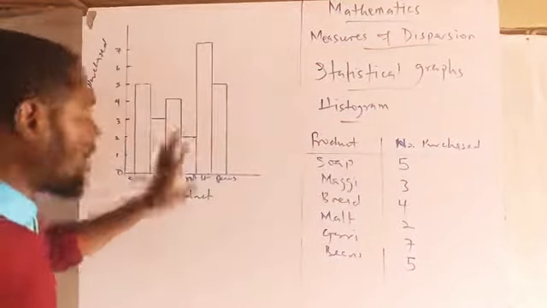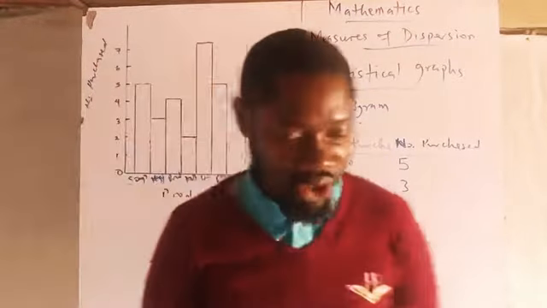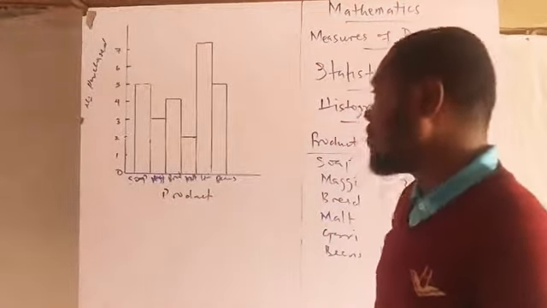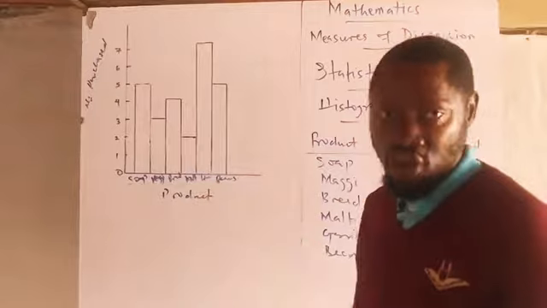So we've gotten our histogram. This is how you go about your histogram. Histogram bars, I said, are all joined together. They are not spaced like the bar charts. They are all joined together.